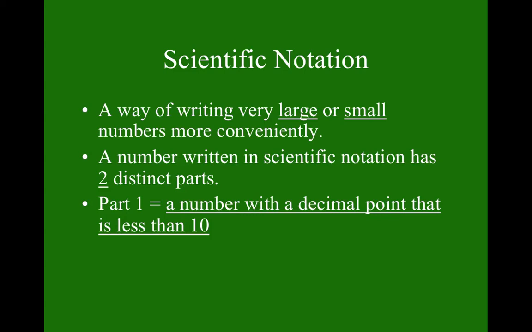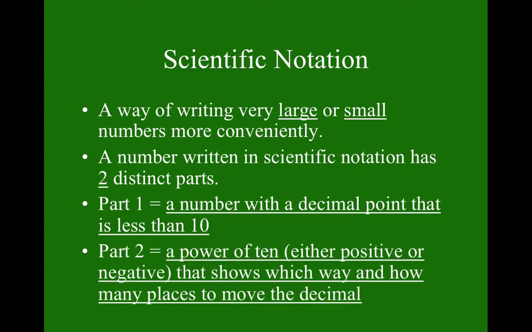The second part is a power of 10. And that power of 10 will either have a positive or a negative exponent. And what that shows when a number is written in scientific notation, if we're changing it back into long form, is which way and how many places we would move the decimal. The negative sign tells me that I'm dealing with a number that is less than 1, and the positive exponent would tell me that I am dealing with a number that is greater than 1.